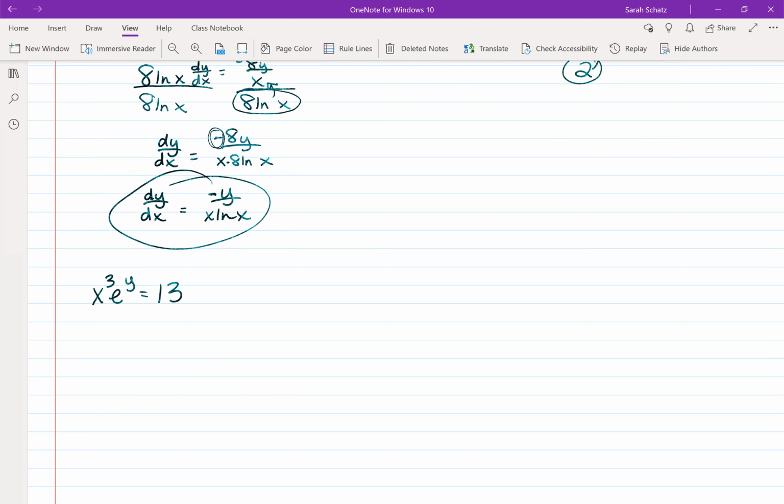Okay, so if this is what I have, and I want to take the derivative and then solve for dy/dx, I have to use the product rule again, because y is a function of x, remember, so it's two functions of x multiplied together. Your first term, u, can be the x cubed. Your v can be e to the y. So du here is going to be 3x squared. But dv, I know how to do this because I did it before. The e term comes straight down, then I multiply by dy/dx.